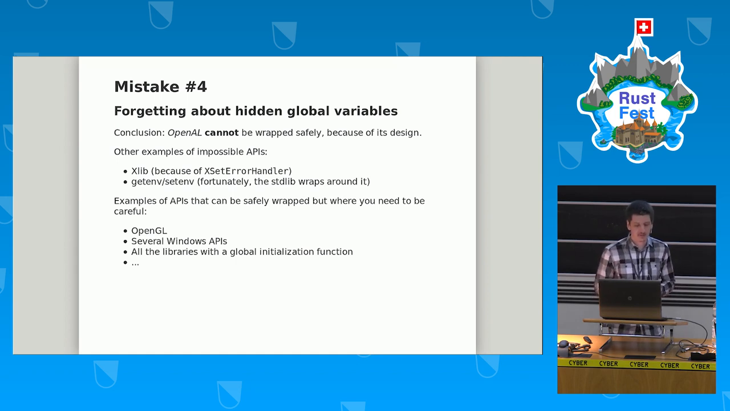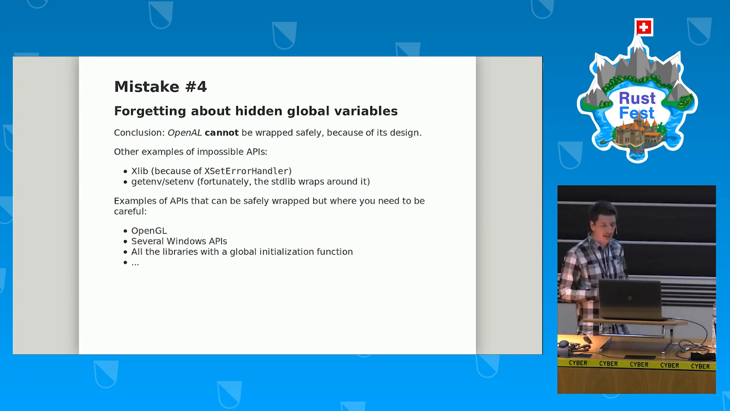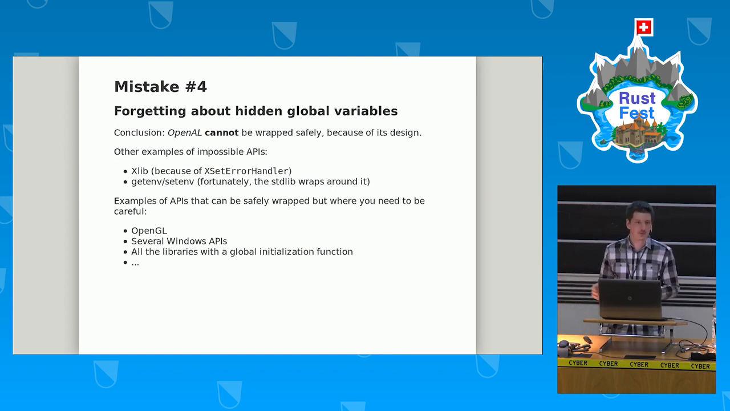Other examples of similar impossible APIs are xlib, because of a function named XSetErrorHandler. And I actually have a wrapper on xlib myself, and I know it's unsafe, but I really have no choice. Because you're not going to say screw xlib just because of this, unfortunately, it has too much market share still. Getenv and setenv are also unsafe, cannot be wrapped safely, but fortunately, since the stdlib wraps around it and you can only have one version of stdlib in any given executable, then it's safe, actually.